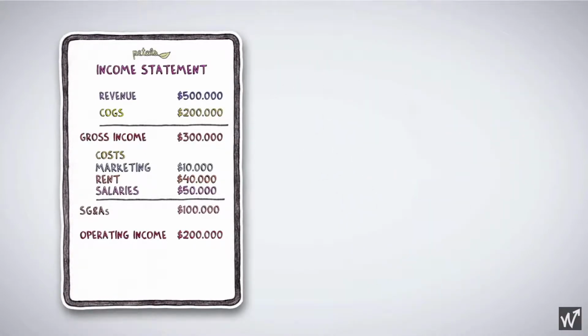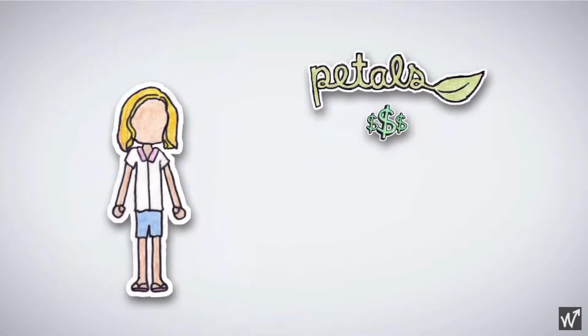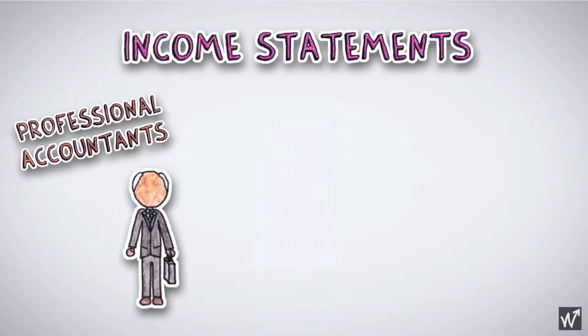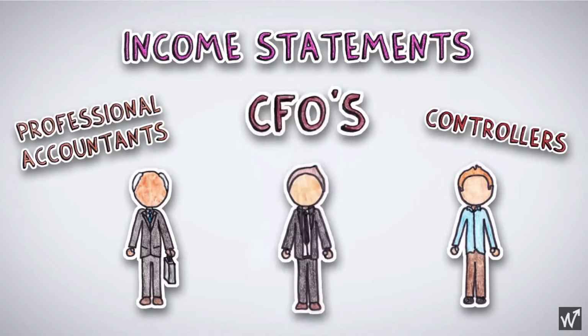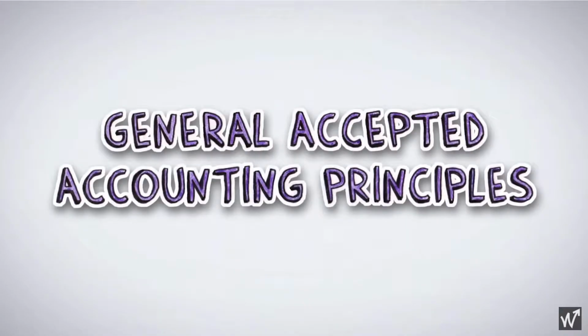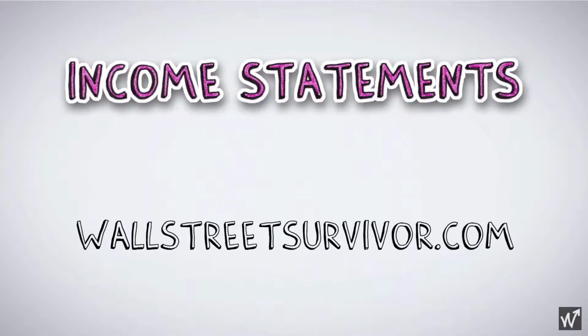Lastly, Mary subtracts taxes from her operating income to get her net income. Mary now has a good understanding of the profit generated from Petals. Usually, income statements are a little more complex to put together and are handled by professional accountants, controllers, or CFOs, and follow the generally accepted accounting principles. To learn more about income statements and other topics, head over to WallStreetSurvivor.com.